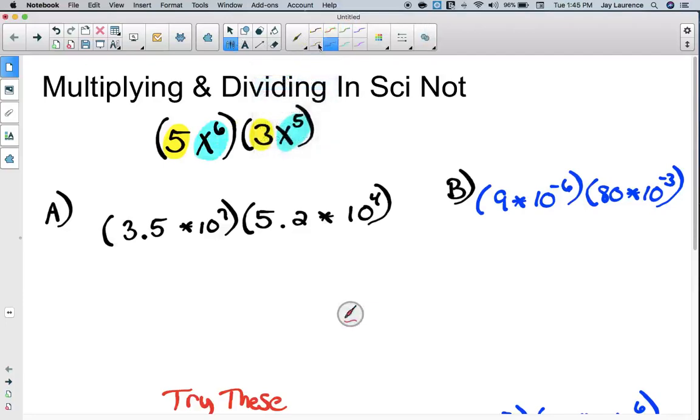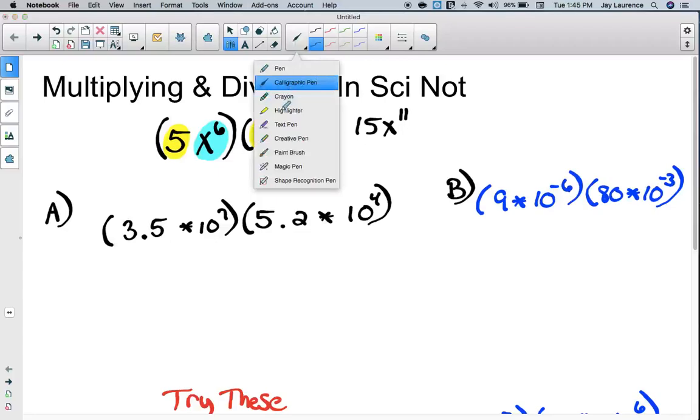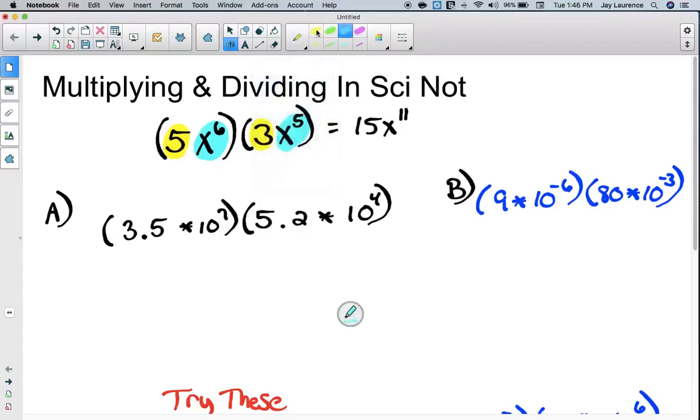All right, so we've got 5 times 3 is 15. And x to the 6th times x to the 5th would be x to the 11th power. Now, why did I do that first? Because the problems in scientific notation behave very much the same way. I'm going to do two examples for you and then give you a chance to practice on your own.